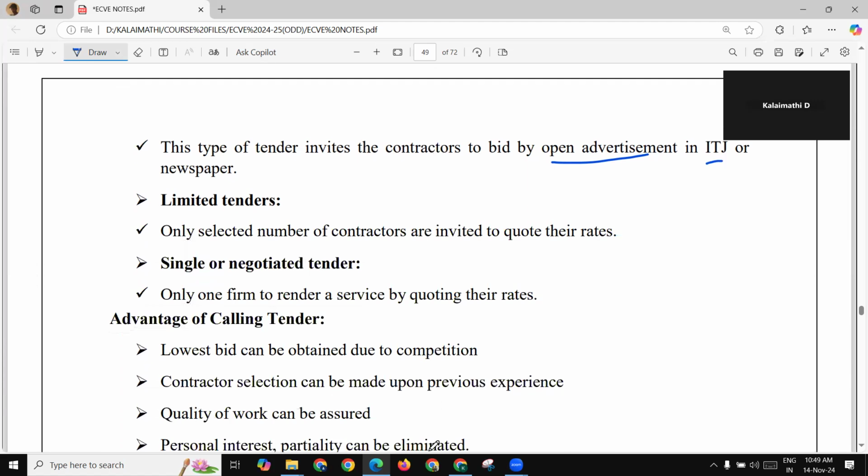So next one is limited tenders. In limited tenders, only a selected number of contractors will be invited to quote their rates for the supply of articles.